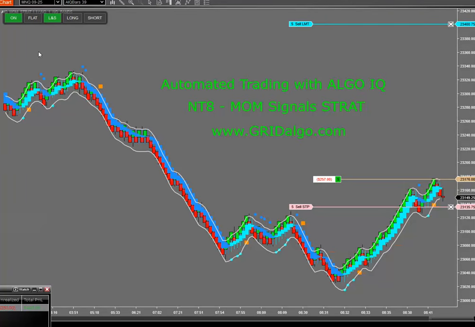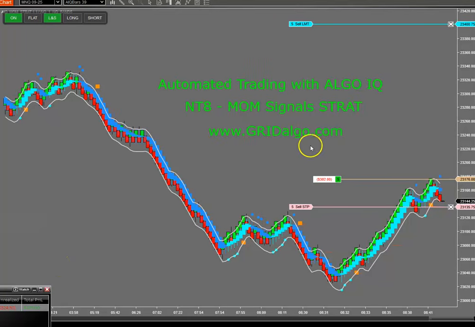So yeah, I'll let it run here a bit and we'll see what happens. But yeah, one and done today, getting my daily profit objective with the MOM strategy. That's part of the Algo IQ program.